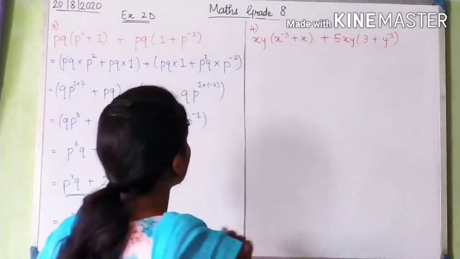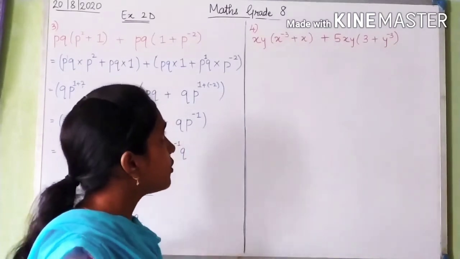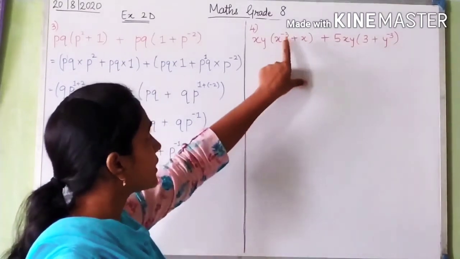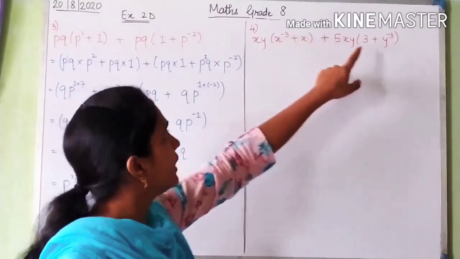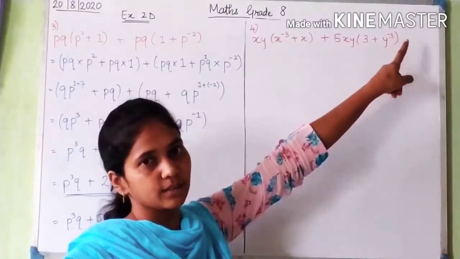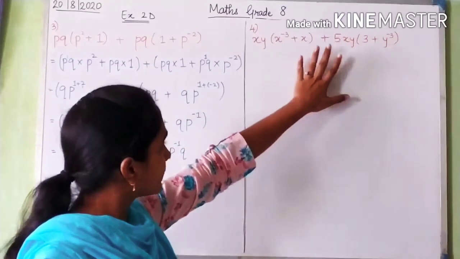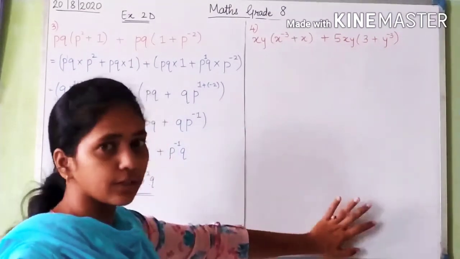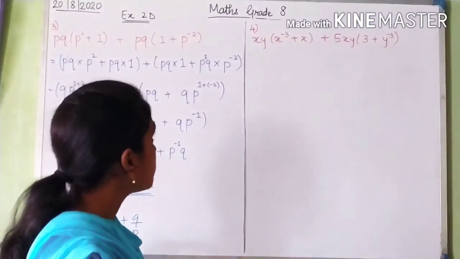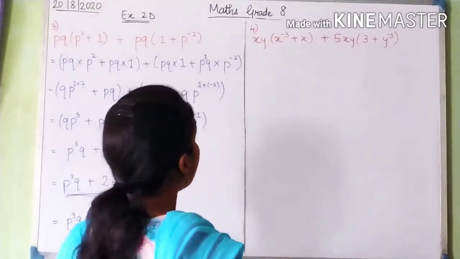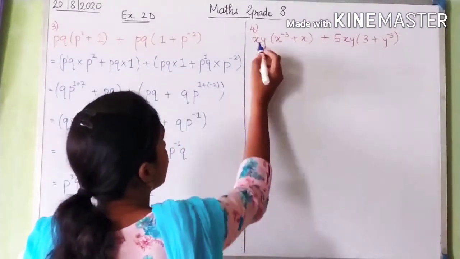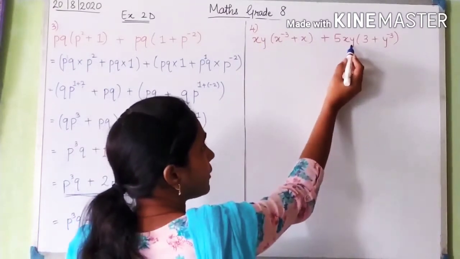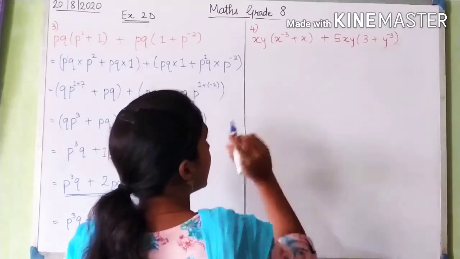Now the fourth sum. The fourth sum also has terms which are having negative powers. Like here the power of x is minus 3 and here the power of y is minus 3. No need to think that it is difficult. We will solve it in the regular way. So first we have to multiply this xy term to each term inside the bracket and this plus 5xy term to each term which is there inside this bracket.